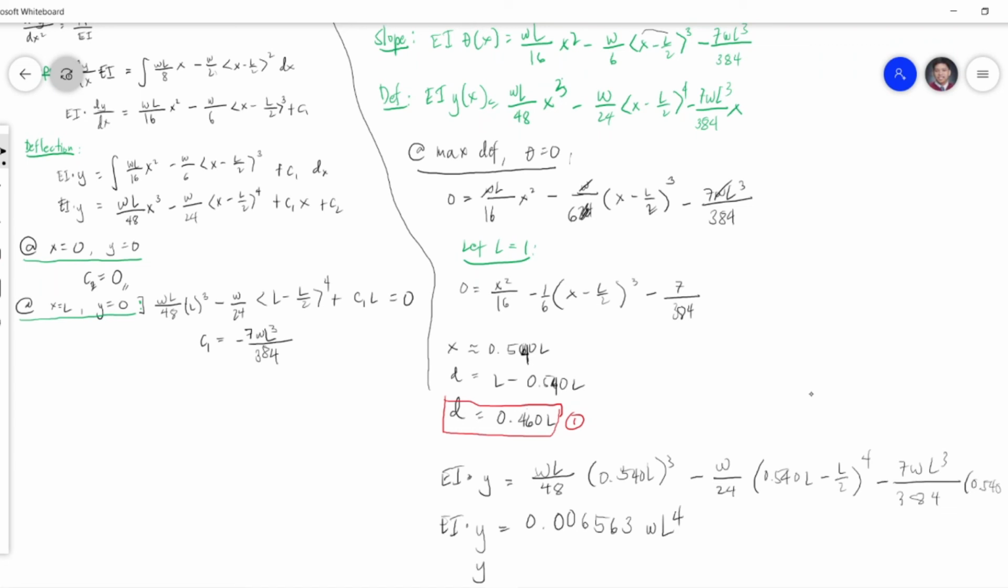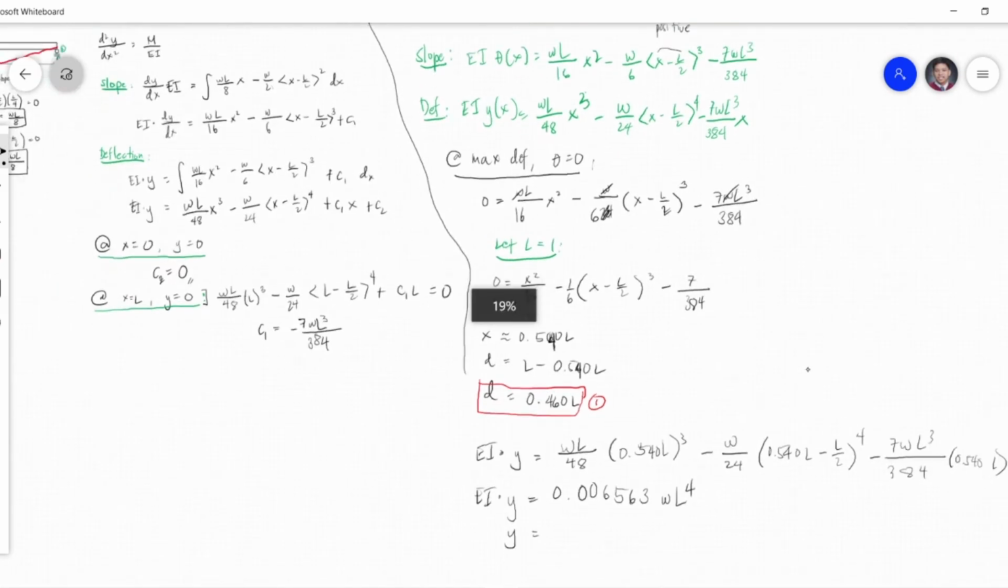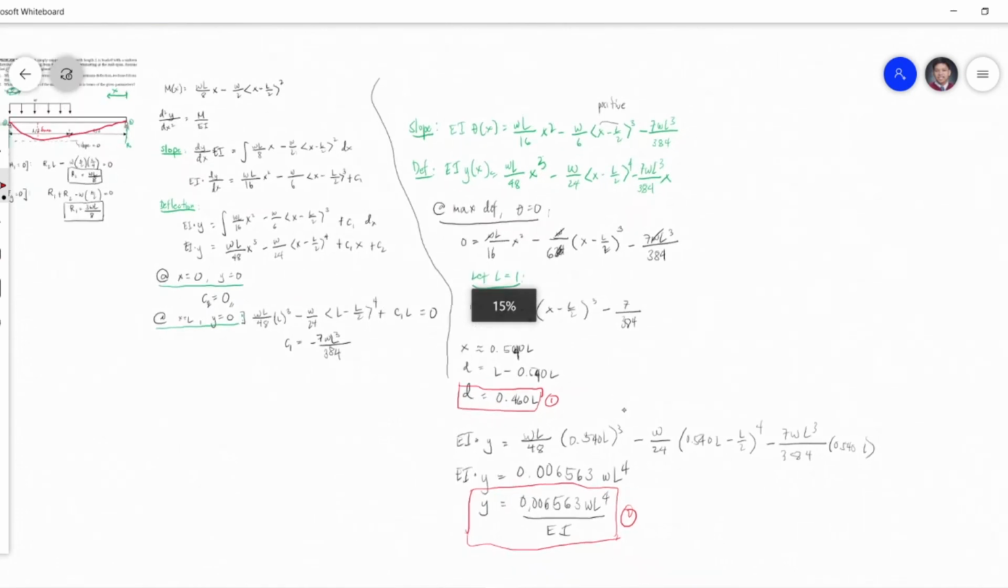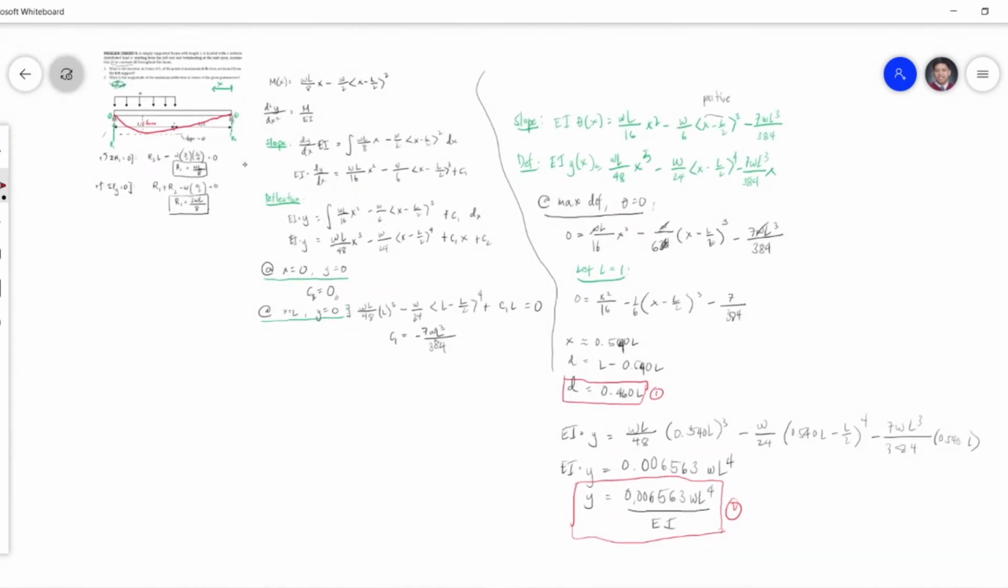So finally, y natin is just the quotient. Ibababa lang natin si EI. So we have 0.006563 omega L to the fourth over EI. So ito na yung sagot natin for item 2. So ganun lang kadali i-apply yung ating Macaulay function sa double integration in calculating deflections natin. So that ends yung solution natin for problem 1.